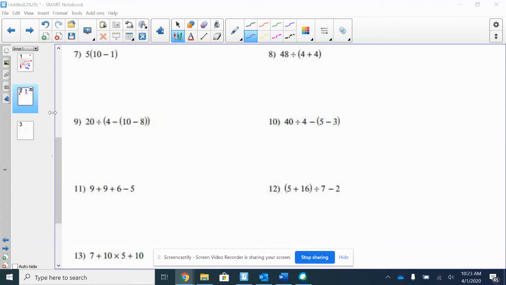Number 7, we have 5 times the quantity of 10 minus 1. So we want to solve our parentheses first. So 10 minus 1 here yields 9. And then remember, when a number is touching a parenthesis, that is multiplication. So 5 times 9 gives us 45.